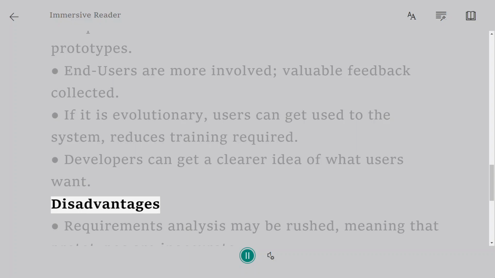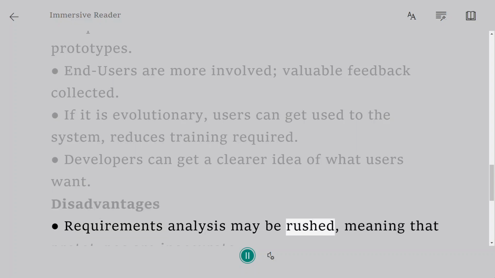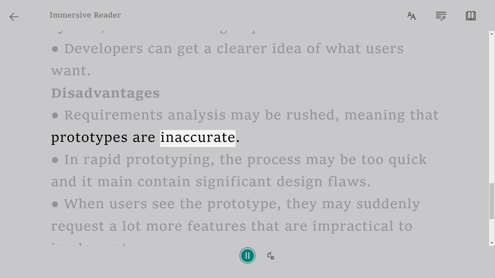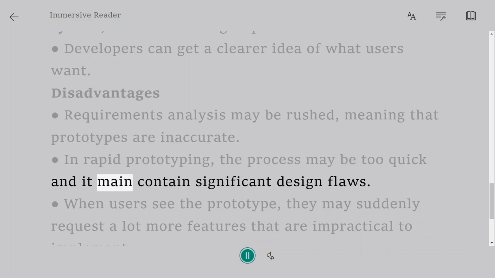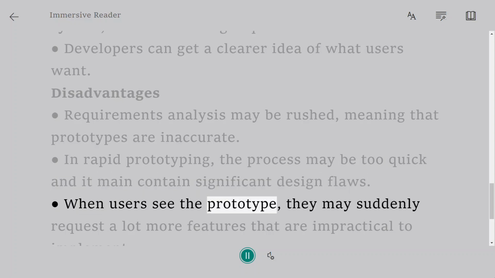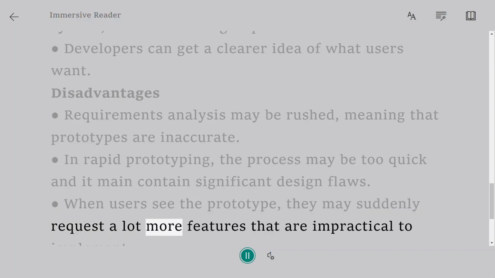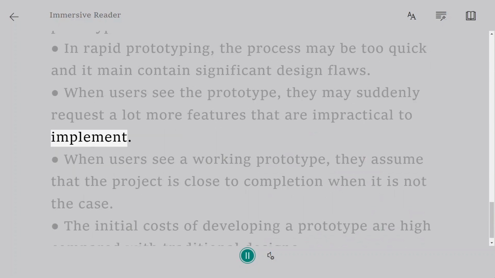Disadvantages. Requirements analysis may be rushed, meaning that prototypes are inaccurate. In rapid prototyping, the process may be too quick and it may contain significant design flaws. When users see the prototype, they may suddenly request a lot more features that are impractical to implement.